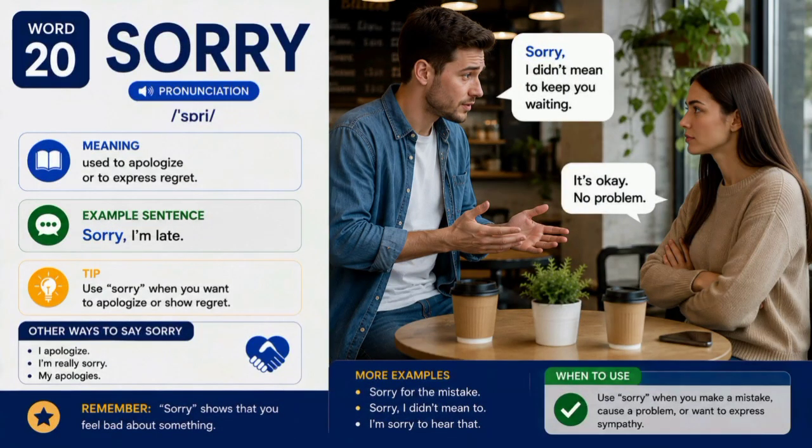And finally, number 20 is sorry. Used to apologize or to express regret. Example, sorry, I'm late. Use sorry when you want to apologize or show regret. Other ways to say sorry: I apologize, I'm really sorry, my apologies.